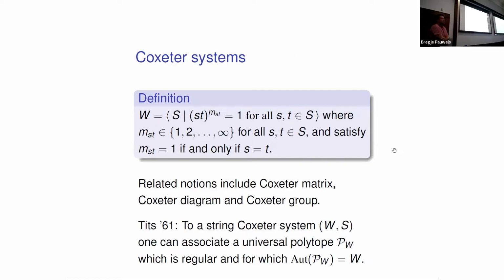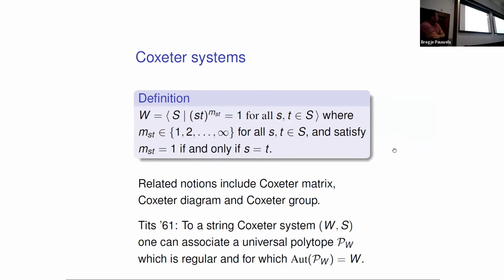So Coxeter systems, I know many of you here know this way better than I do, but for those that don't, I quickly repeat it. So we have a finitely generated group W by some set S, which consists of reflections. And there are some relationships, (st)^m_st is equal to 1.